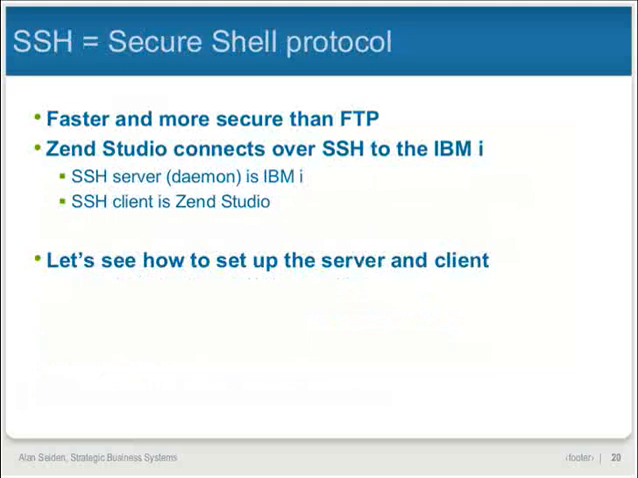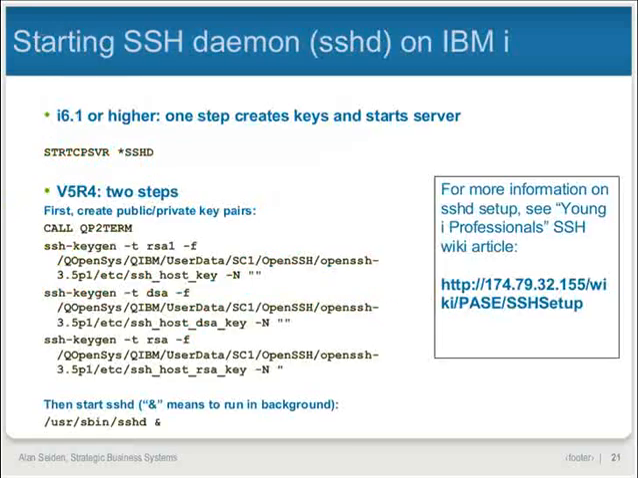First thing is setting up SSH, secure shell. Secure shell, yes. It's the best way to connect. So you set up this daemon on IBM i, and that's your server, and then the client is Zend Studio. Now I'll show you how to do both. And this, you only have to do this once per IBM i. You can create many, many projects out of this one connection.